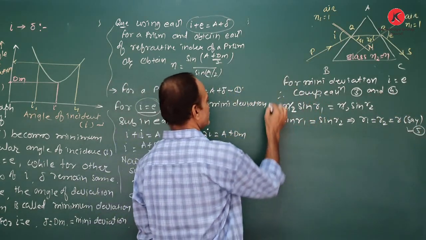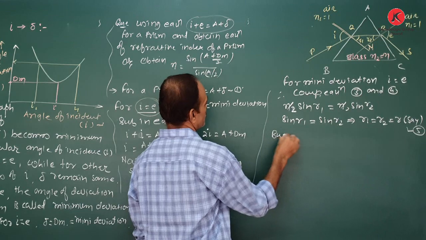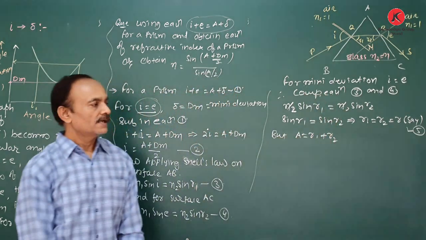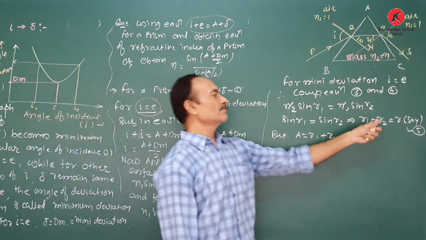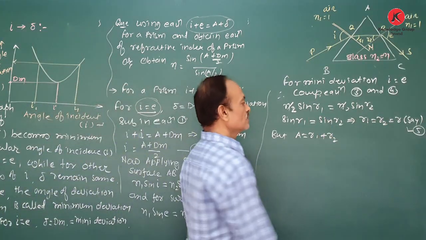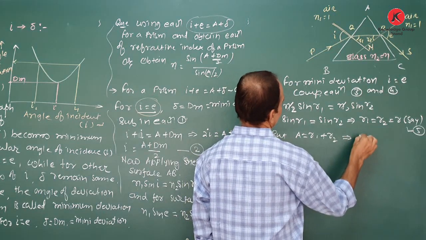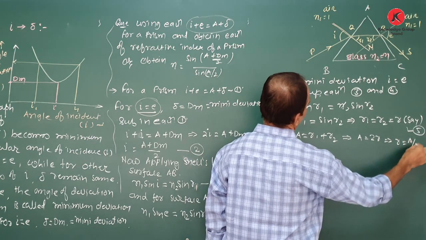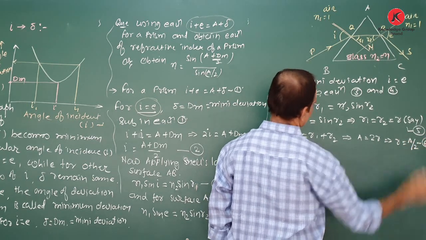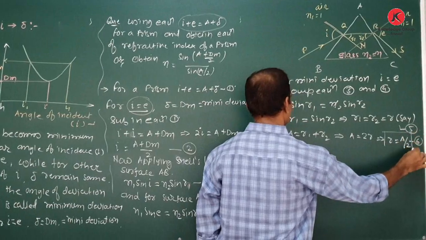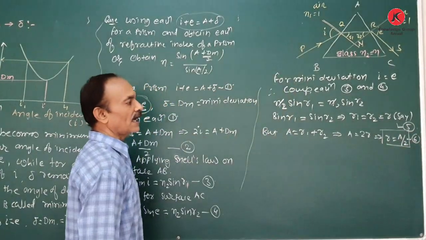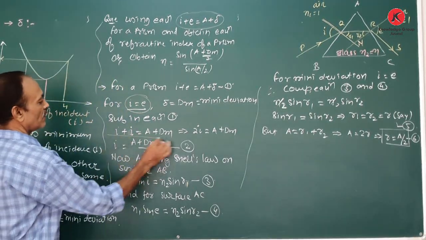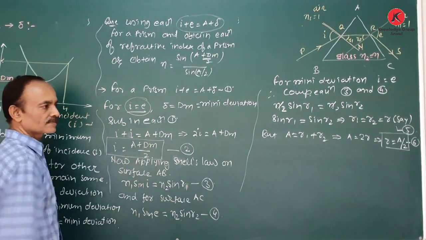But we already know that A is equal to R1 plus R2. But here R1 is equal to R2. Therefore, A is equal to 2R. Therefore, R is equal to A by 2. That is equation number 6. So thus we obtain the value of R1 or R2 or R as A by 2, and also I is equal to A plus delta M by 2.